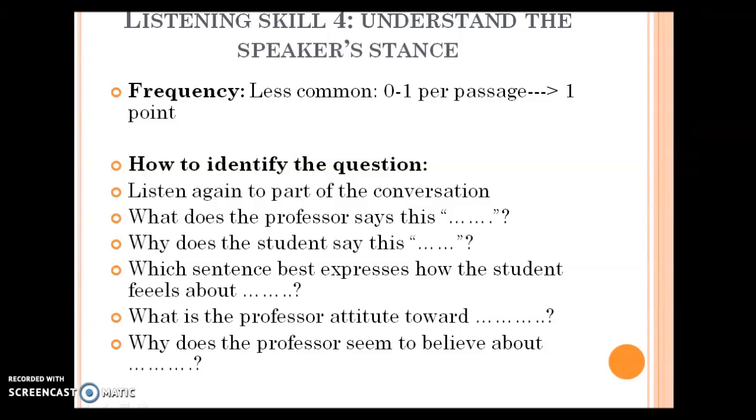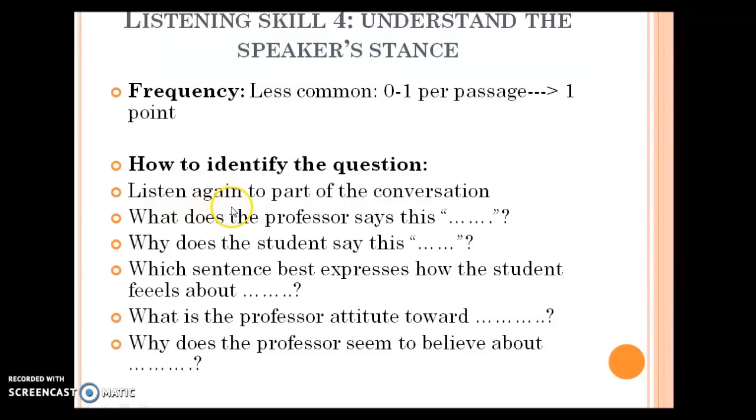Now I'm going to talk about listening skill 4, understand the speaker's stance. This question asks about the speaker's attitude. It means feelings, opinions, or degree of certainty. The frequency of this type of question is 0 to 1 per passage, and it is scored over 1 point. So how can you identify the question? Because you will see the following statements.